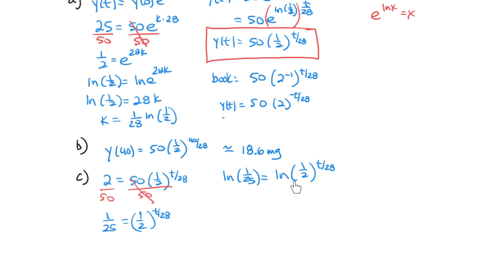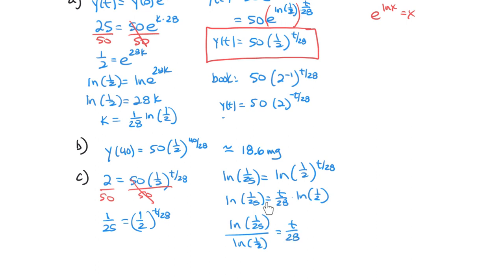At this point, because I have the natural log, I can bring this down and get the natural log of 1/25 equals t over 28 times the natural log of 1/2. Okay, just a lot of algebra here. I want to get t by itself. It's being multiplied by natural log of 1/2. So I'm just going to divide everything by natural log of 1/2. That would give me the natural log of 1 over 25 divided by the natural log of 1/2 equals t over 28.